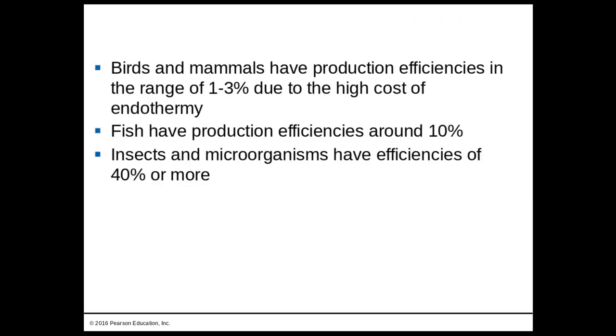After thinking about this, we can see different organisms have different production efficiencies. Birds and mammals have a very low production efficiency rate because it costs a lot of energy for them to maintain their internal body temperature. Endotherms are like warm-blooded animals. They have to regulate their own body temperature. Fish have production efficiencies around 10%, and very small organisms like insects and microorganisms actually have higher production efficiencies. So it depends on the organism, but you can see as we move up the pyramid, it also gets a lot smaller.